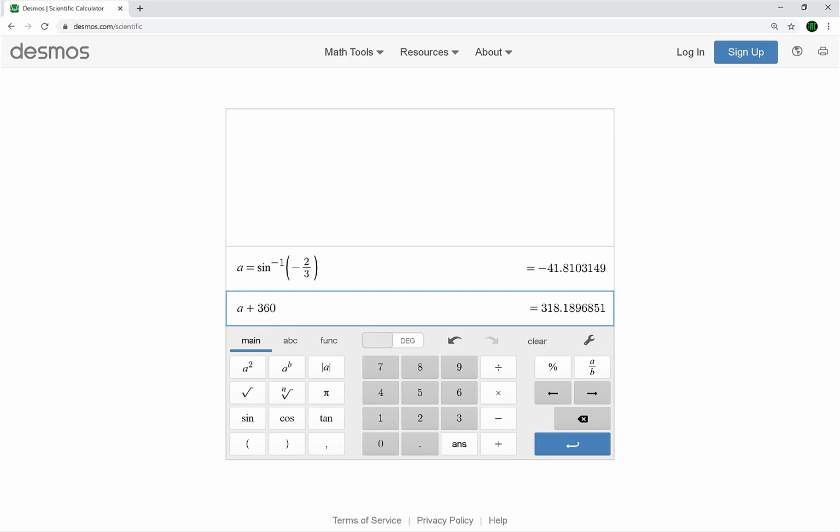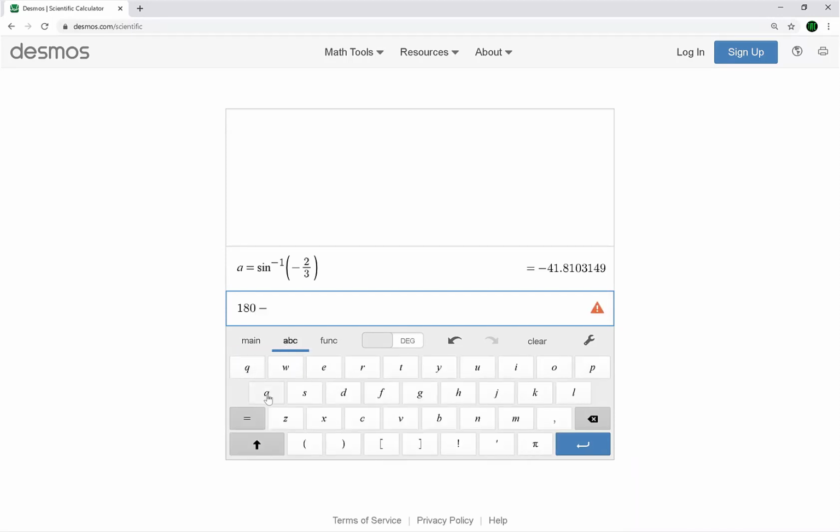So how do I get the other one? Well, the other one I get it like this, guys. Ready? I'm going to delete this plus 360. Did everyone already write the 318.2? I get it like this. I do 180 minus A. So 221.8 is the other one. And there it is, guys.